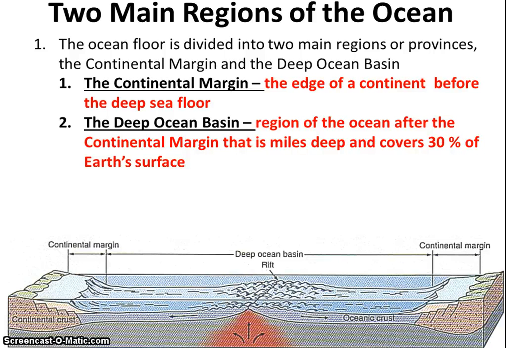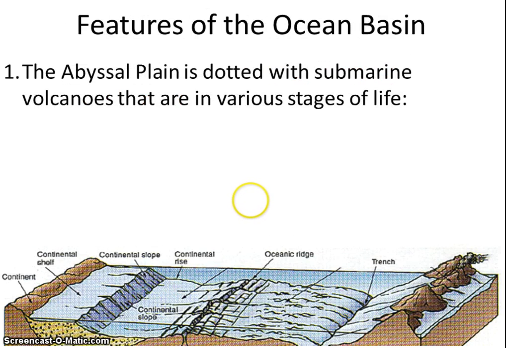The next area is known as the deep ocean basin, the middle of the ocean. What's interesting is that this area, if you think of it as a region of the earth, actually is the largest region of the earth. The deep ocean basin covers 30% of the earth. And because it's 30% of the earth, it's more than just deep. There's certain things on it.